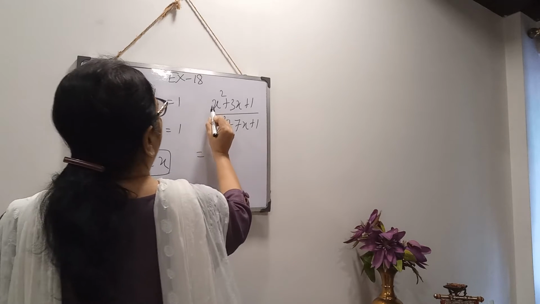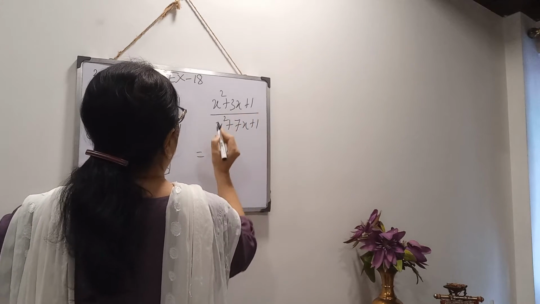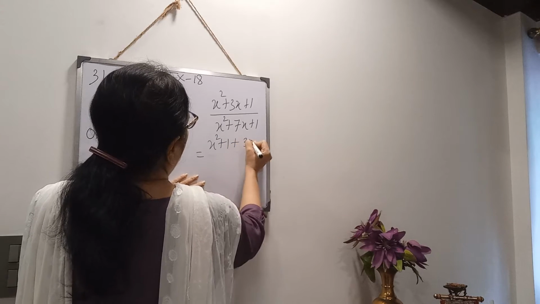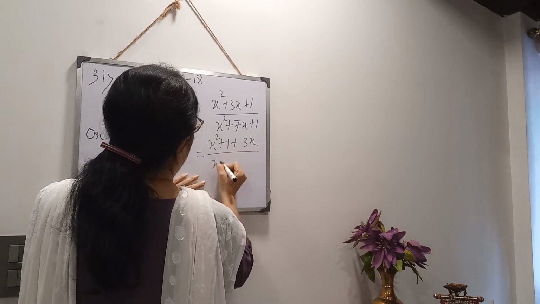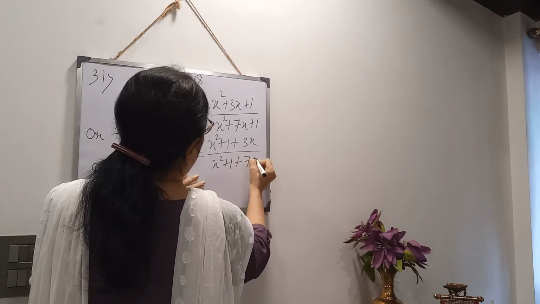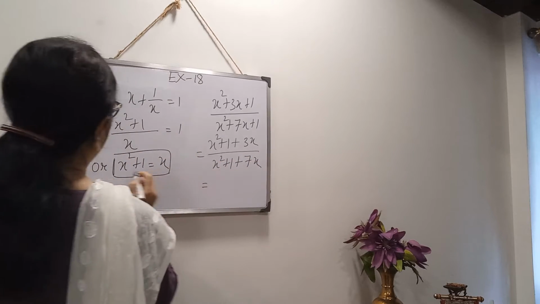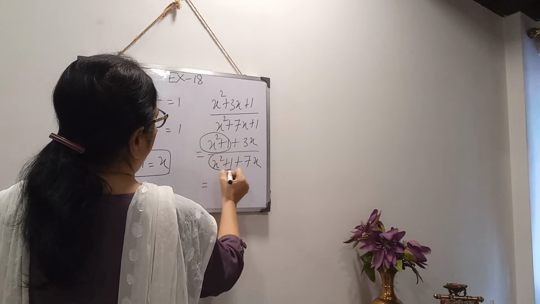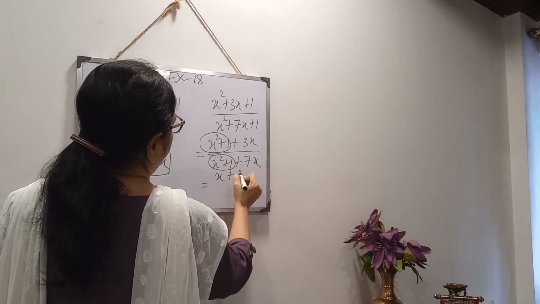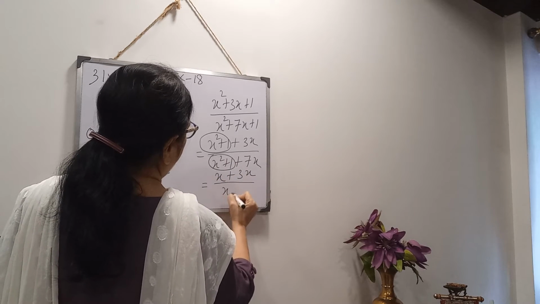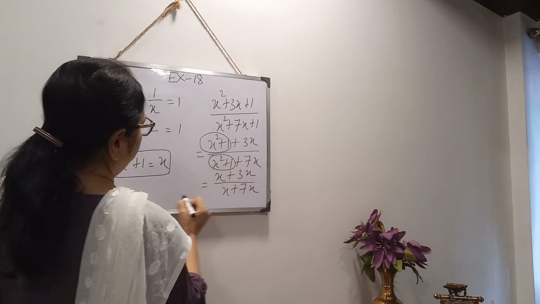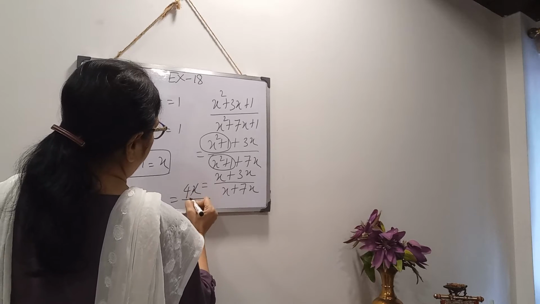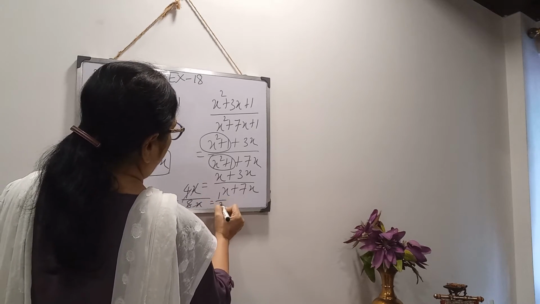Here you see x square plus 3x plus 1. So I am writing side by side, x square plus 1 and 3x. And the denominator also x square plus 1 plus 7x. Now, x square plus 1 equals x, so in place of this we can write x. So x plus 3x by x plus 7x. Now, like terms you can add: 4x by 8x. Then x cancelled out, so your answer is coming half.